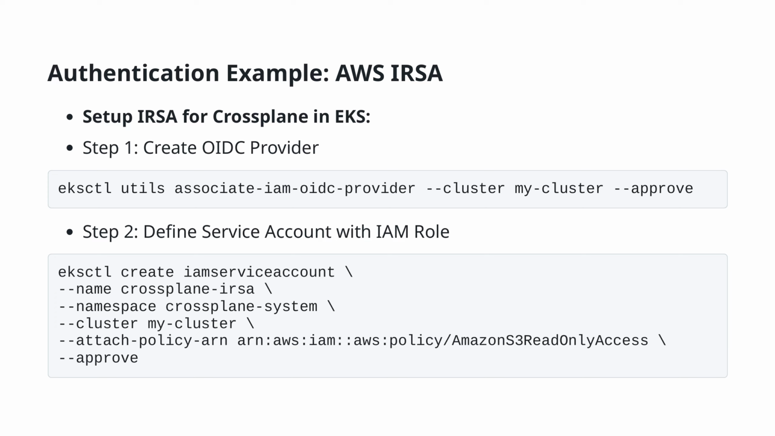This can be achieved using the following set of commands: eksctl create iamserviceaccount --name crossplane --namespace crossplane-system --cluster my-cluster --attach-policy-arn arn:aws:iam::aws:policy/AmazonS3ReadOnlyAccess --approve. This service account will now have access to the Amazon S3 read-only policy, enabling secure access to S3 storage within your EKS environment using IRSA.